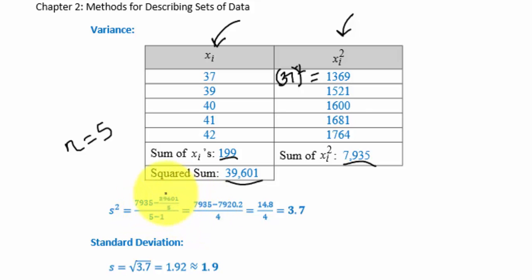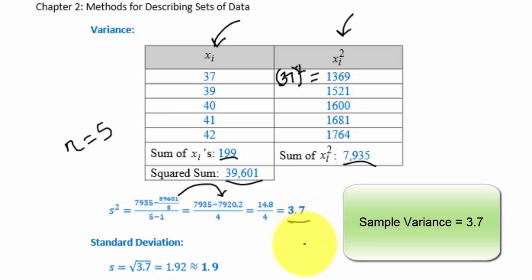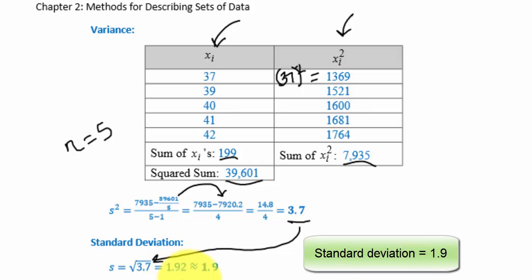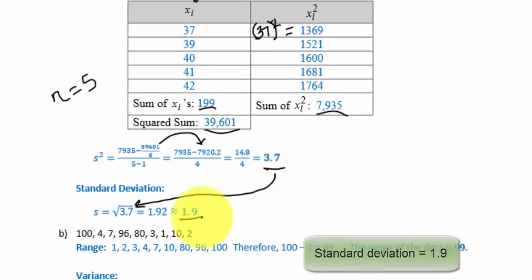To work through the numerator of our formula, I'm taking 7,935 minus 39,601 divided by 5, which I've converted into decimal form. With the subtraction, I end up with 14.8 divided by 4 is equal to 3.7. So 3.7 is the sample variance for the data set. Now that we know the sample variance, we simply take the square root of 3.7, which equals about 1.92. If you want to round that to tenths, you would have about 1.9.